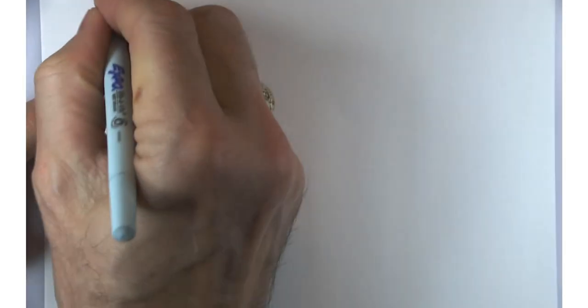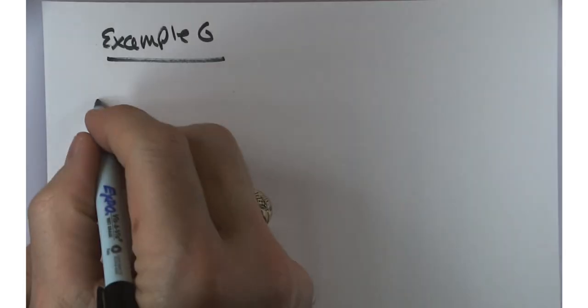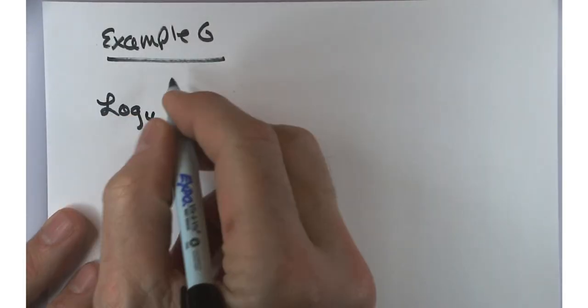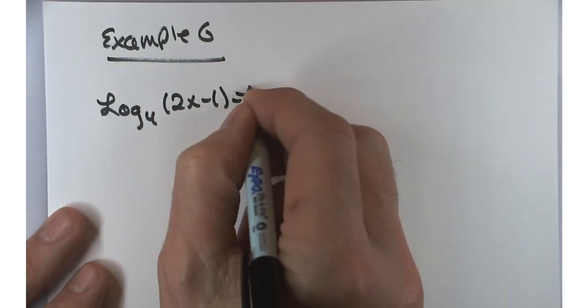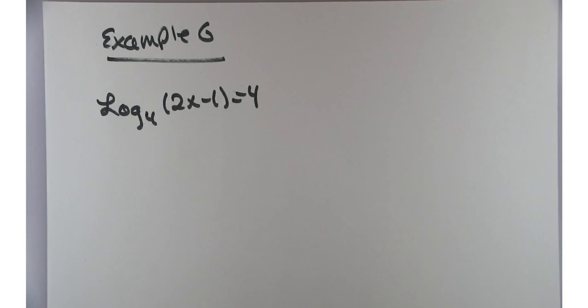Let's move on to example G. Log base 4 of 2x minus 1. What's different about this one than our other ones? There's only one logarithmic term. You don't have a log on both sides. You can't use method 1 for a problem like this, at least not the way it's written.